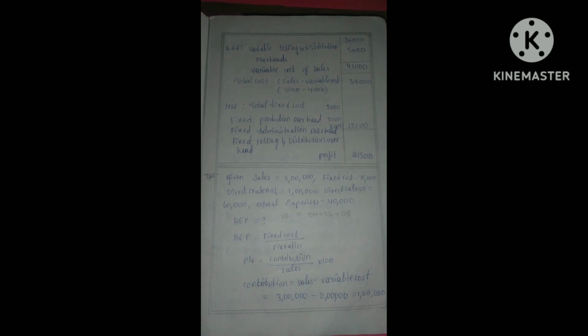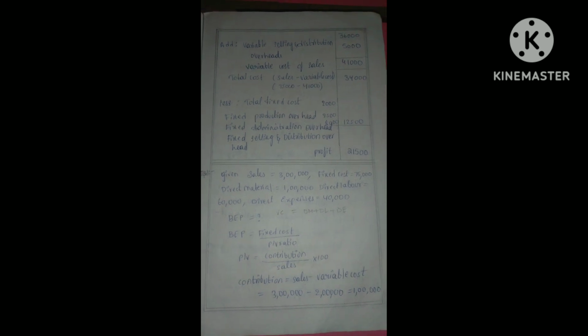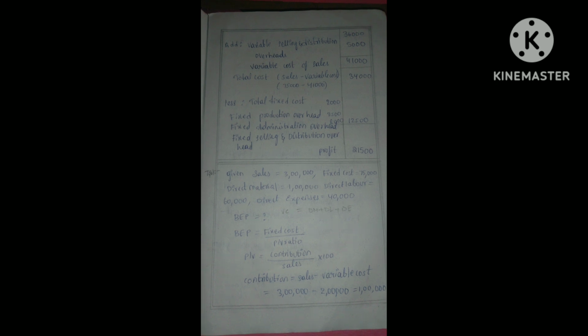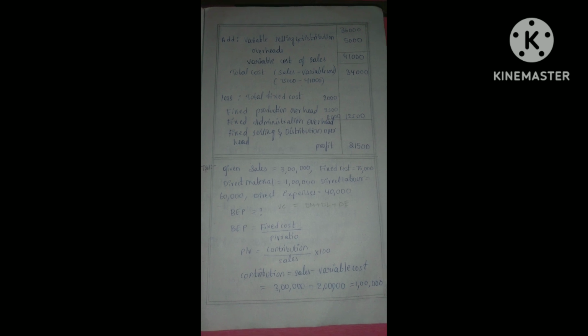So now we have to find the contribution. The formula is sales minus variable cost. So we know that sales is 75,000 and variable cost is 41,000. Subtract 75,000 minus 41,000, so we will get 34,000.